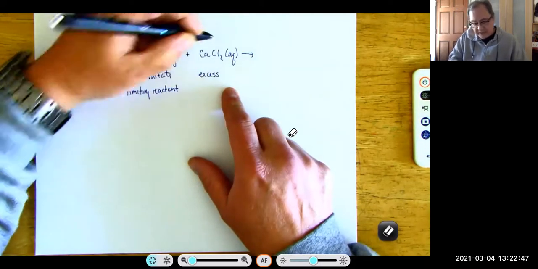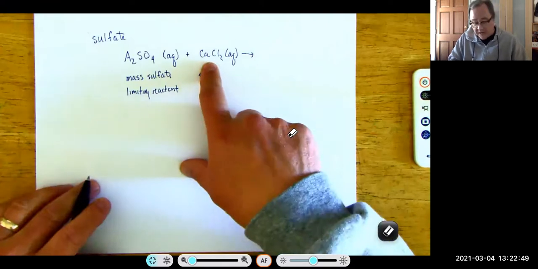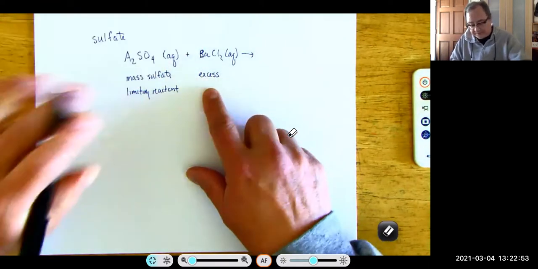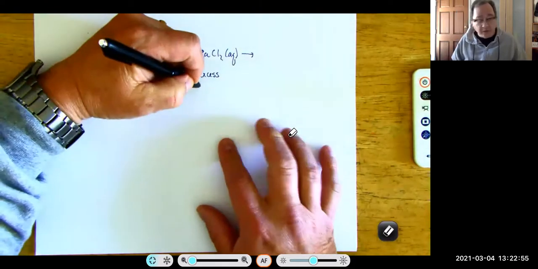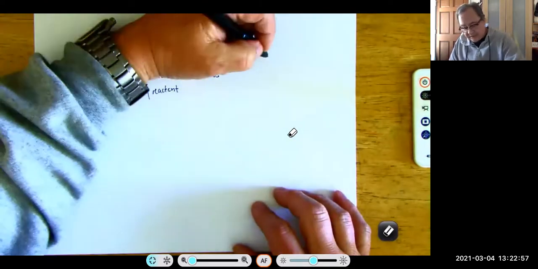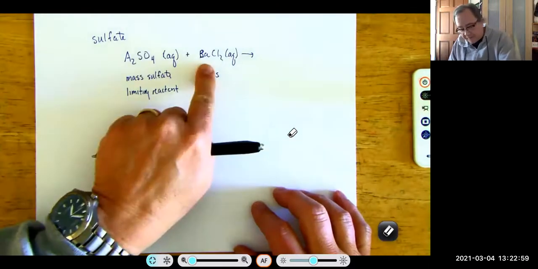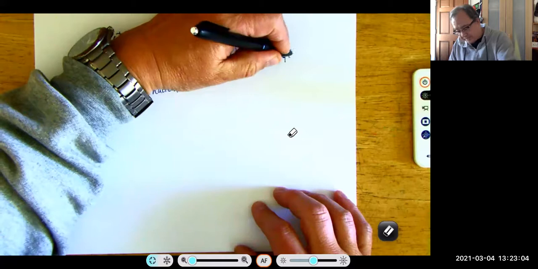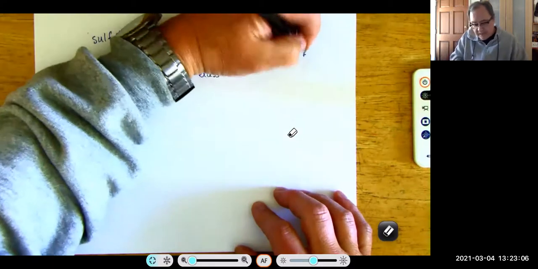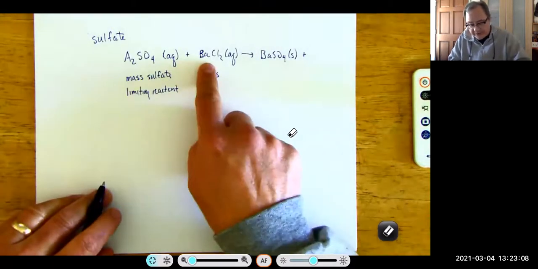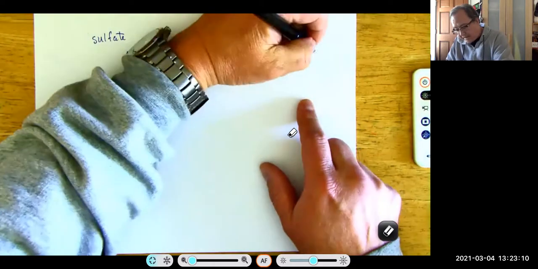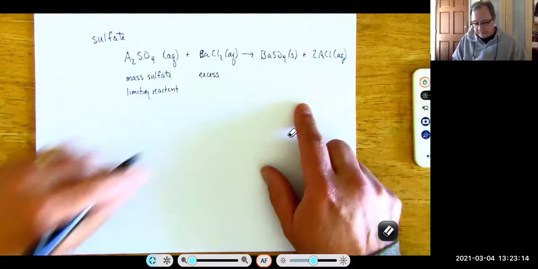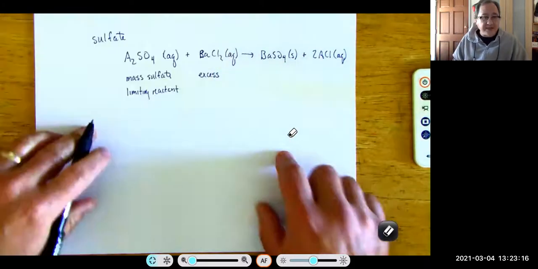And actually, we don't use calcium chloride. We use barium chloride in the normal reaction, and you use excess barium chloride. And the deal is that the barium ion and the sulfate ion precipitate, and you get a solid. And the leftover ions combine, and they're still soluble. So this is the reaction that you do.